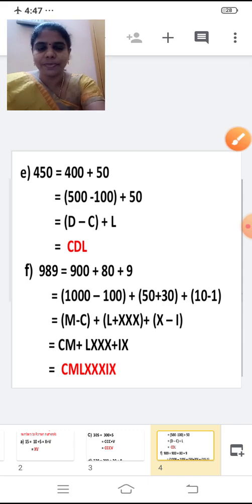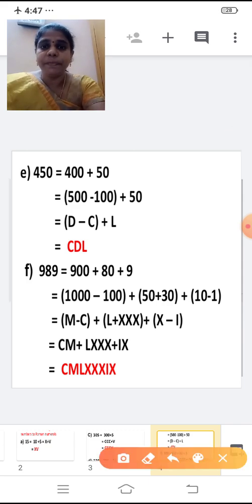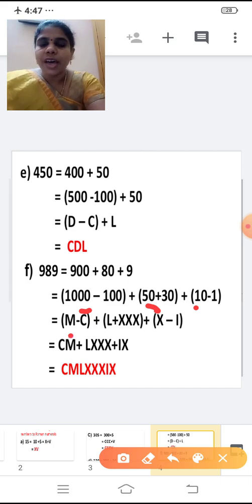Shall we, I am repeating one more time. 900 plus 80 plus 9. How to write 900? 1000 minus 100. 80 is 50 plus 30, and 9 is 10 minus 1. So the Roman numeral for 1000 is M, minus the Roman numeral for 100 which is C, plus the Roman numeral for 50 which is L, plus 30 which is XXX, plus 10 minus 1.